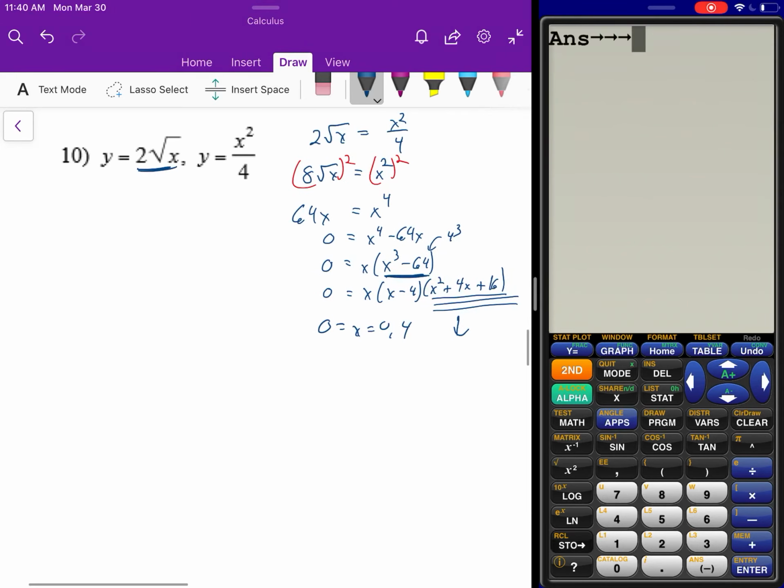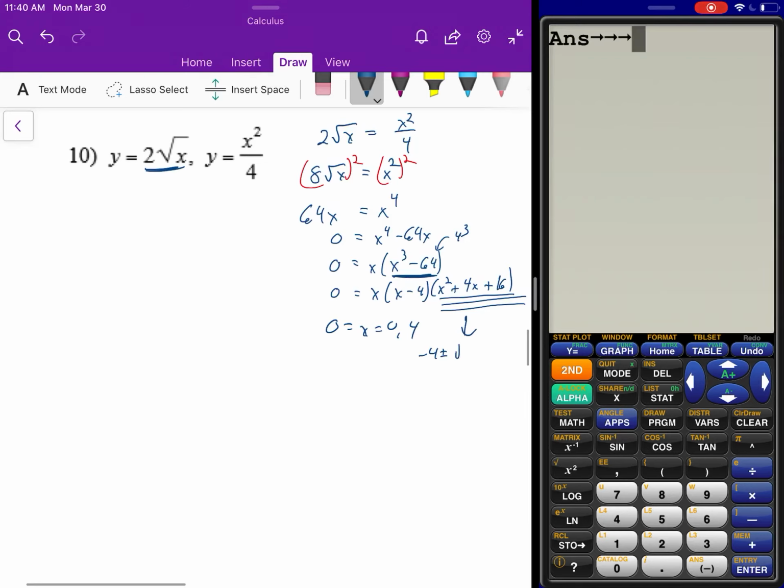So we have negative 4 plus or minus the square root of 4 squared minus 4 times a, which is 1, times 16, all over 2a. Yes, it will be imaginary numbers, because we have 16 minus 64. So x equals 0 or 4. We can do that by hand, and those are the two places where these two graphs intersect.